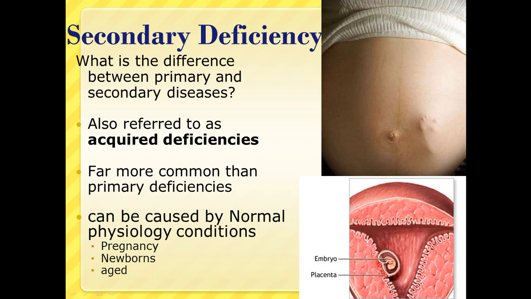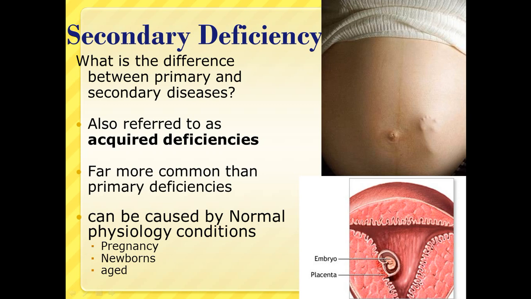So here's an example with secondary deficiency. It's, like I said, usually after the child is born. But what if it's not the child? What if it's the mom that's causing the problem? So we can still refer to that as an acquired deficiency, okay? Not acquired immunity deficiencies or problems, but acquired deficiency in general. And this is a lot more common than the primary deficiencies, the things that people are born with.